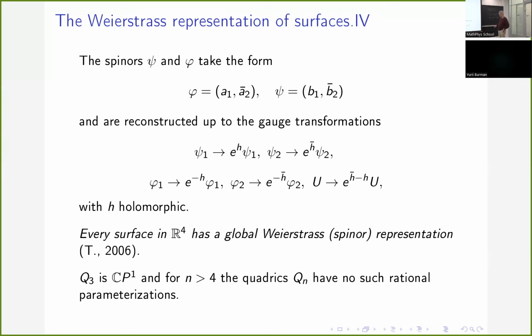Why is it called spinor? Because for surfaces of high genus, phi and psi are not vector functions, they are sections of some spinor functions over the surface. So we have to take the surface, take the spinor bundle, and define this Dirac operator which acts on the spinor bundle, and globally we have it equal to 0, and we have the representation of the surface.